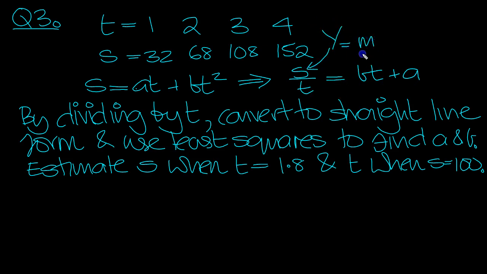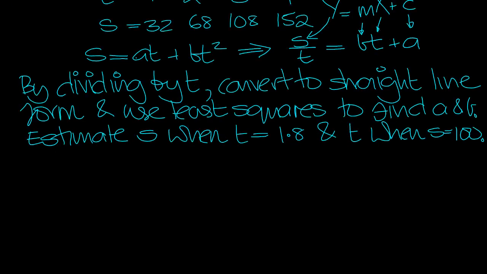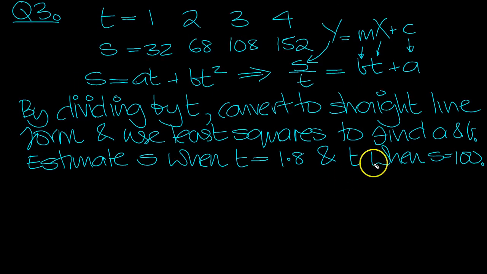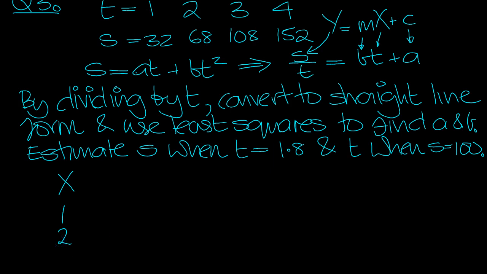equals m x plus c, and there's our correspondence for our straight line form, isn't it? So we need to plot s over t against x. So x is t, and that's 1, 2, 3, 4.